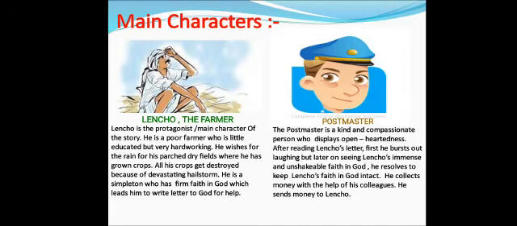Let's talk about the main characters of the story. The story has two main characters. First is Lencho the farmer, and the second is the postmaster. Now, Lencho is the main character or the protagonist of the story. He's a poor farmer who is little educated but very hardworking. He wishes for rain for his parched dry fields where he has grown crops. All his crops get destroyed because of a devastating hailstorm. He is a simpleton who has firm faith in God, which leads him to write a letter to God for help.